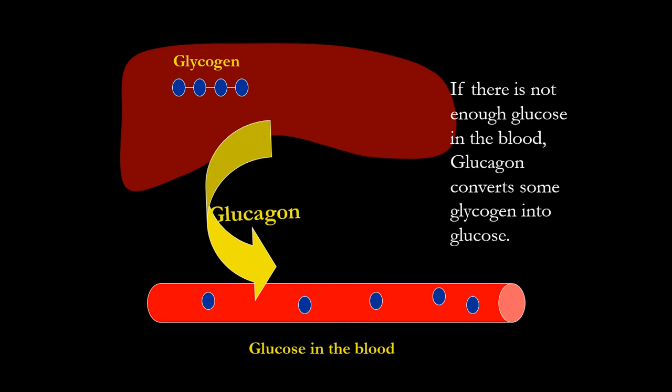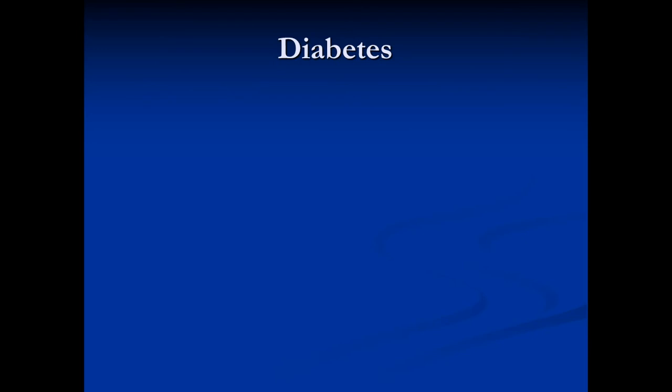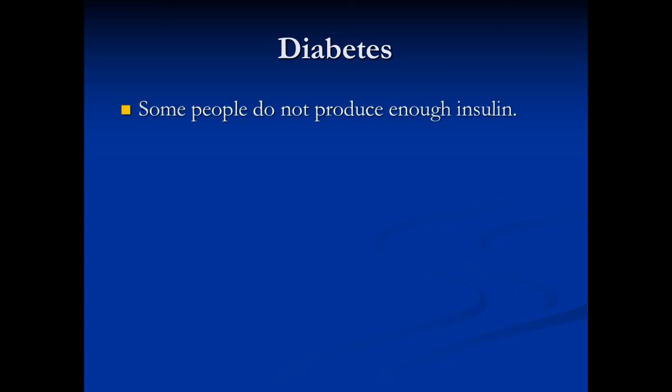Remember from 7th grade that glucose is one of the key molecules for cellular respiration, and cellular respiration is how your body makes energy. So, if you don't have enough glucose in your blood, your body's not making enough energy. So this is a really, really important process. Related to this process is a disease called diabetes.